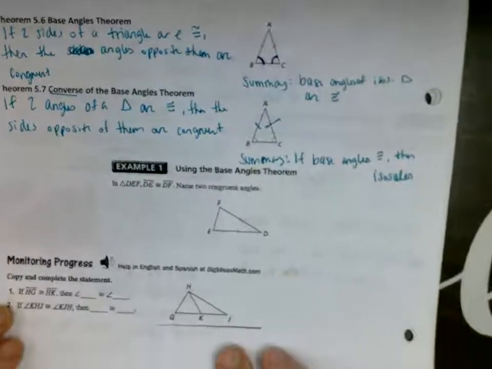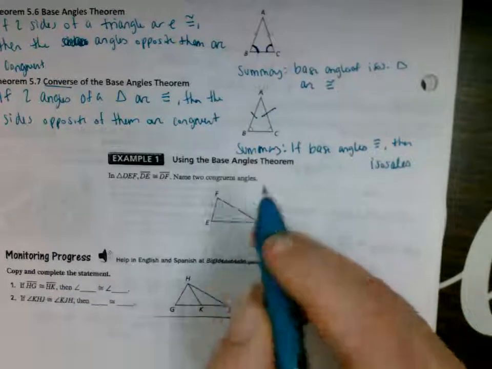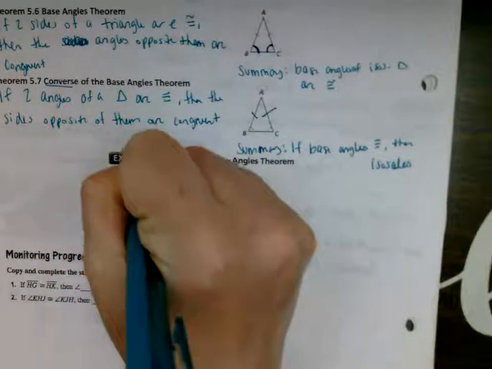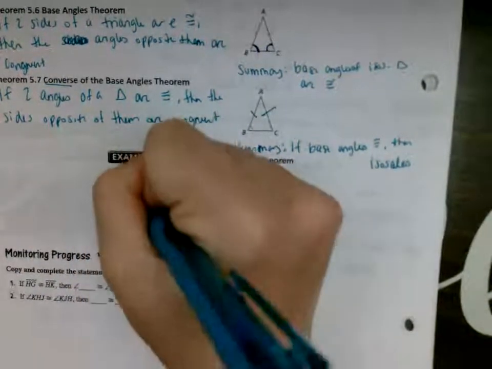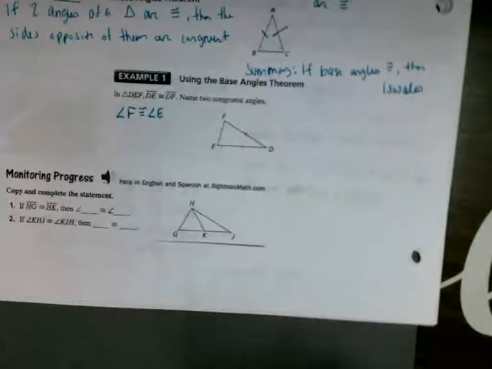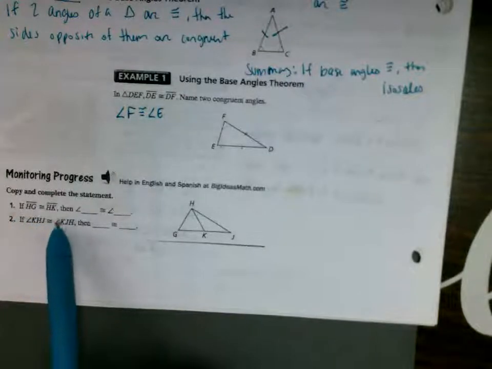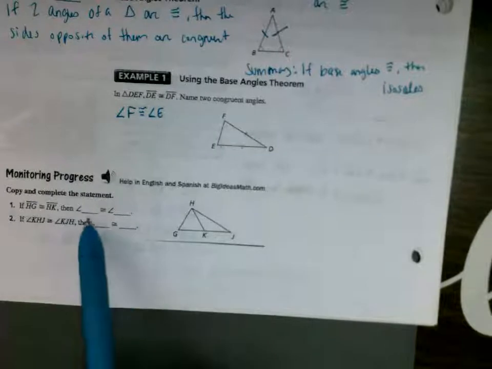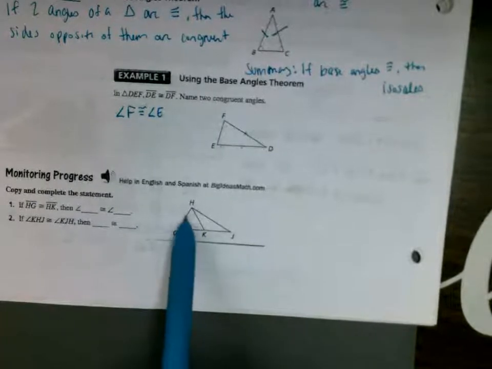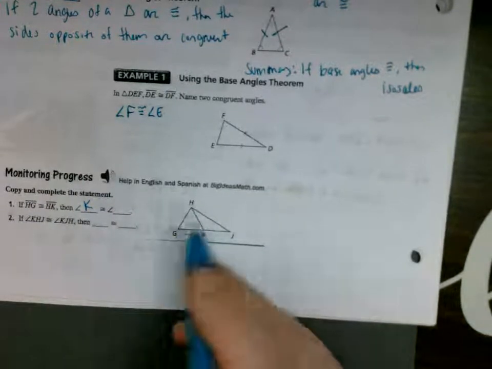Okay, all right, in example 1, in triangle DEF, segment DE is congruent to segment DF. Name the two congruent angles. Well, opposite of ED is angle F, and opposite of FD is angle E. Okay, so that's all you need there. Okay, on this one, it says if HG was congruent to HK, then angle, well, what's across from HG is angle K. What's across from HK is angle G.